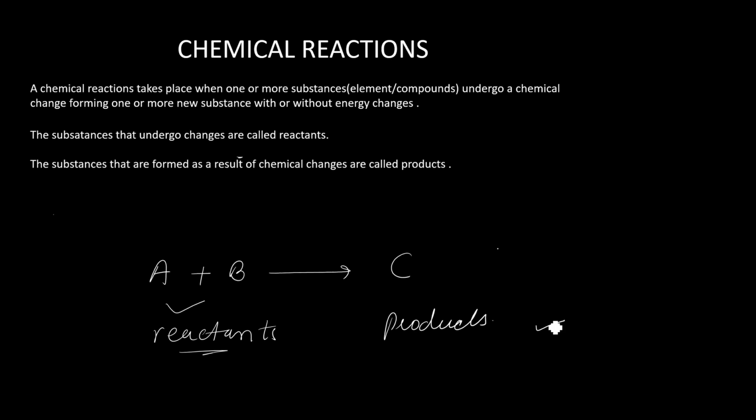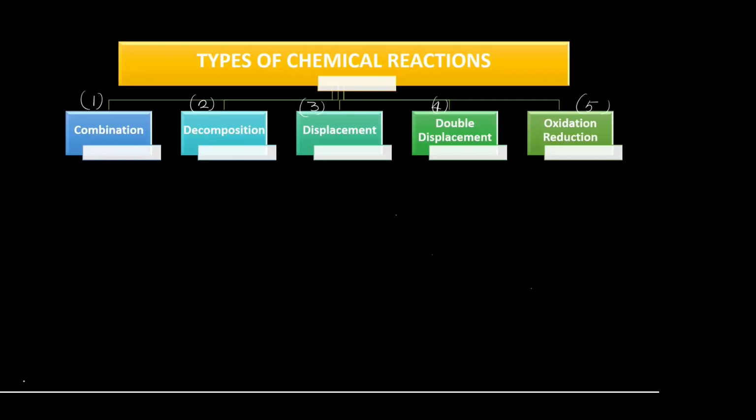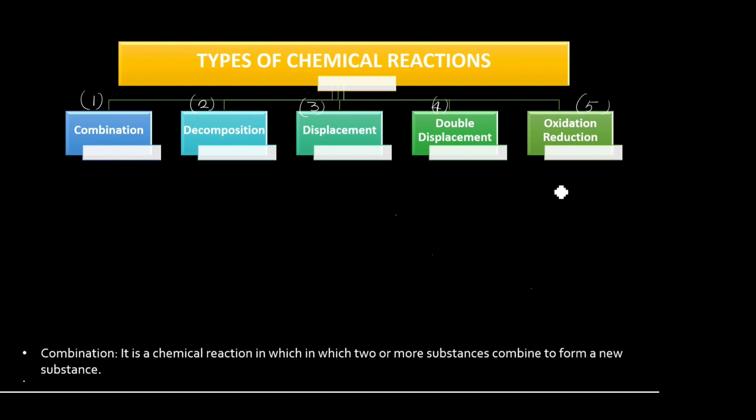Let's see different types of chemical reactions. These are the main types: first is combination reaction, second is decomposition, third is displacement, fourth is double displacement, and fifth is oxidation and reduction reaction. Let's see in brief the different types of chemical reactions.